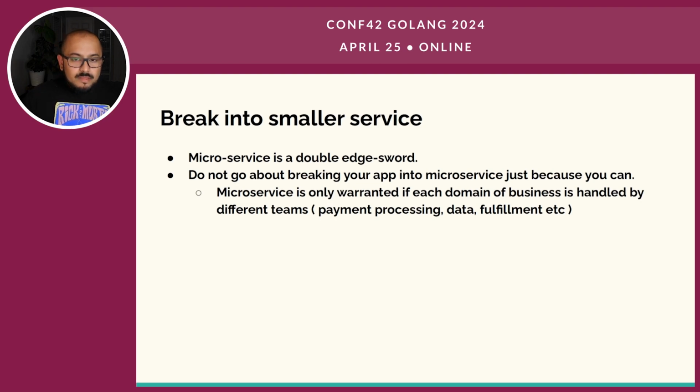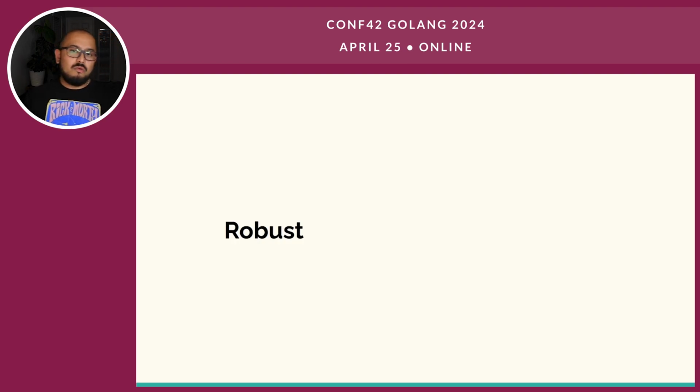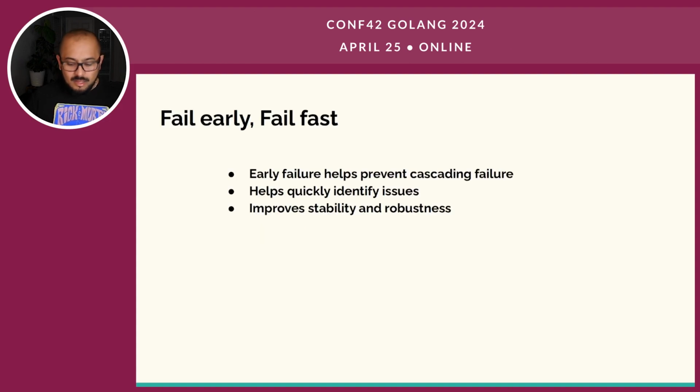So yeah, now we talked about how we can make our API secure. We talked about how we can make it fast. Let's see how we can make our API robust. The one thing that I follow is the fail early, fail fast approach. Basically, what this means is we fail immediately if some conditions are not satisfied. We don't wait until the actual resource is required. This helps to reduce cascading failures and also helps us quickly identify different issues before they become a major concern. And in general, it makes the API more robust and stable.